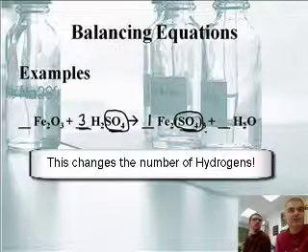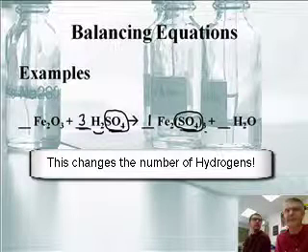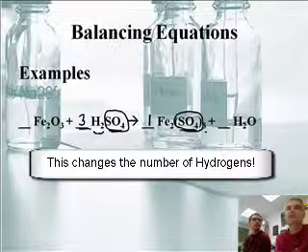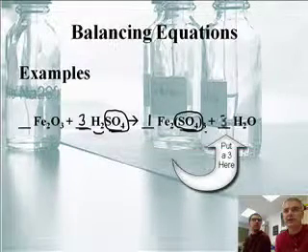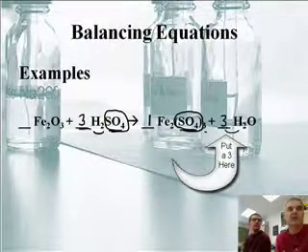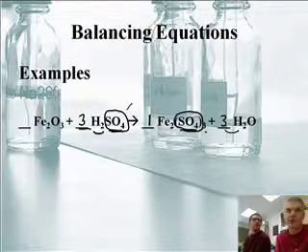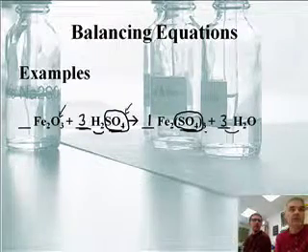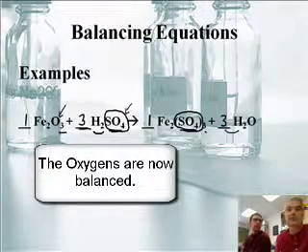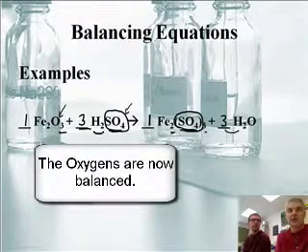Now that's going to mess up my hydrogens. How many hydrogens do I have on the left? That's 3 times 2, so 6. If I fix the 6 by putting a 3 here, I'll get 6 H's. Now let's count our O's, not the O's in the sulfate, but just the O's, because we've already taken care of the sulfate, the circle. The free oxygens: we have 3 on the right and 3 on the left. That's what I want. That's done. And there are 2 irons on the left and 2 irons on the right, so that's done.